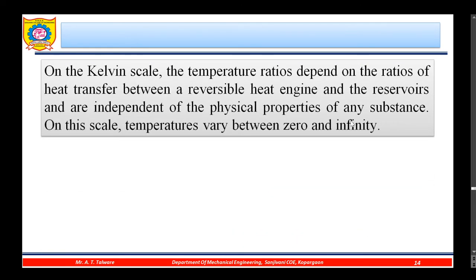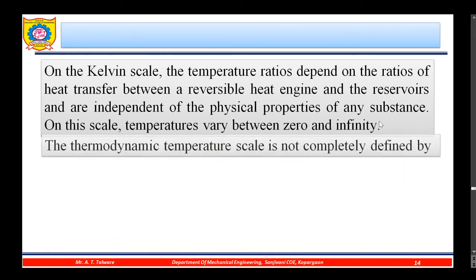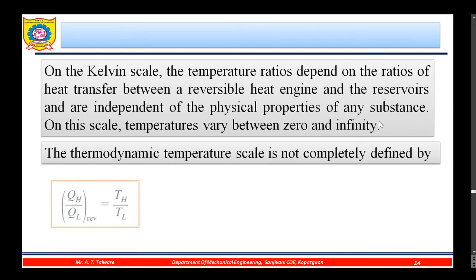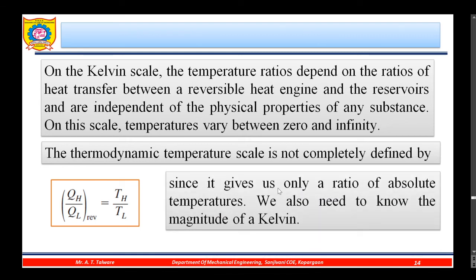On the Kelvin scale, the temperature ratios depend on the ratios of heat transfer between a reversible heat engine and the reservoirs and are independent of the physical properties of any substance. On this scale, temperatures vary between 0 and infinity. The thermodynamic temperature scale is not completely defined by QH by QL reversible is equal to TH by TL. Since it gives us only a ratio of absolute temperatures, we also need to know the magnitude of a Kelvin.